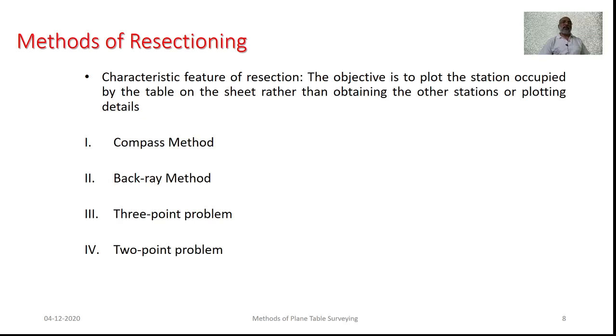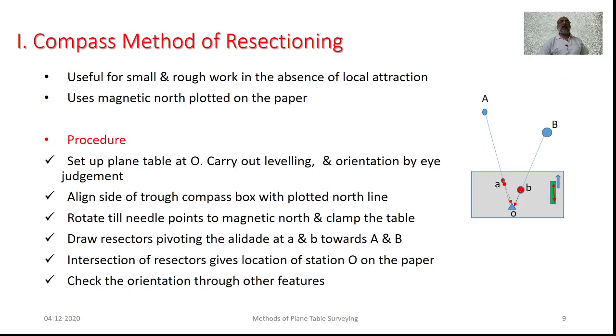We can follow numerous methods. The way you see here, we can make use of compass method, we can make use of Bakare method, we can make use of 3-point problem, we can make use of 2-point problem. But you should note one thing, which is nothing but the characteristic feature of the resectioning. Here, resectioning is more related to plotting the station occupied by the plane table rather than obtaining the other stations or plotting the other features. Having this in mind, now we can continue our discussion with some other aspects.